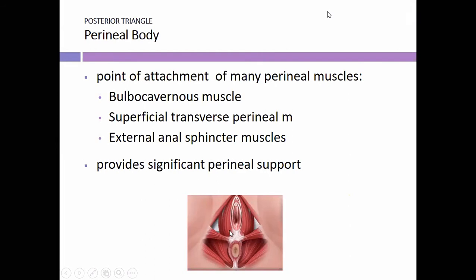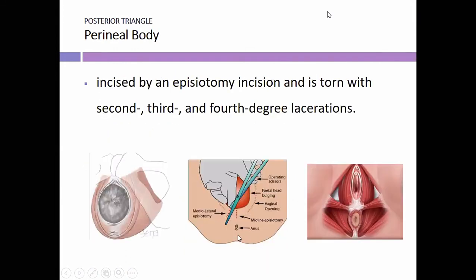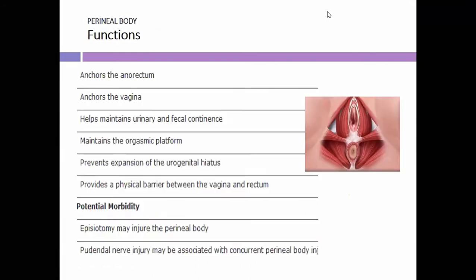And this has extensive muscular support, therefore it provides significant perineal support. So during labor and delivery, this is the perineal body. This is only 2 centimeters. And during an episiotomy, this can be incised. That's why a mediolateral episiotomy is preferred, because it avoids the anal sphincter. Because if you do a median episiotomy during the delivery of the woman, there is the risk that you will cut through the external anal sphincter, and therefore this will result in bowel incontinence.